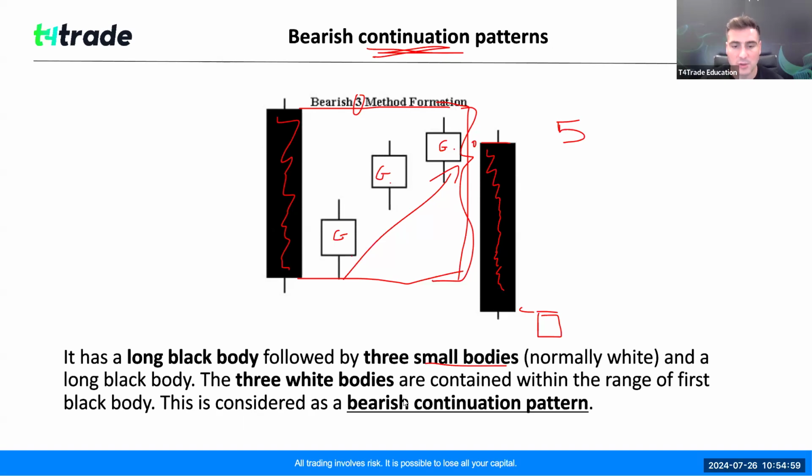So 3 white bodies are contained within the range of the first black body. If it exceeds it, it is not a continuation pattern. This is not the signal that we look for. So this is at the end of the day a bearish continuation pattern if it's obviously coming from a bearish trending market.